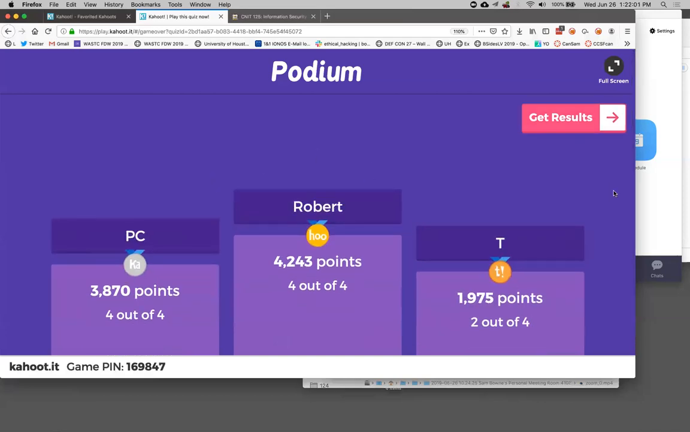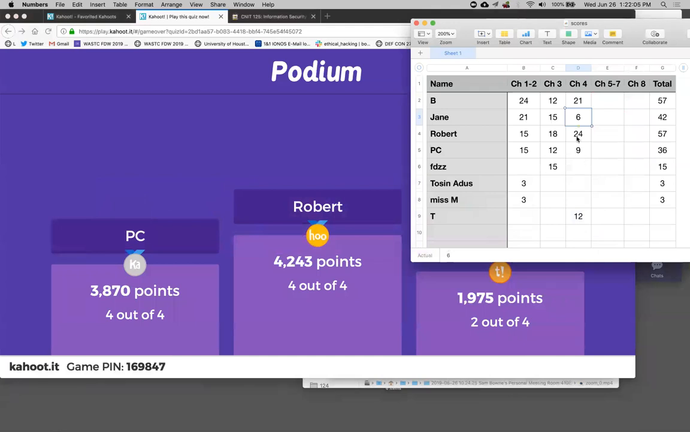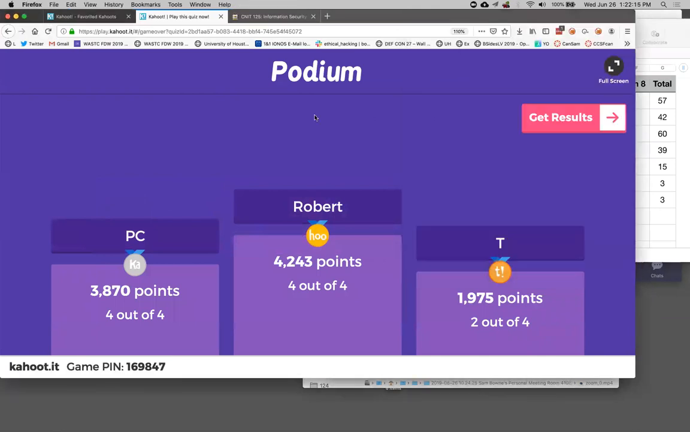So 802.1X and EAP-TLS are the winners. And we're still in chapter 4.